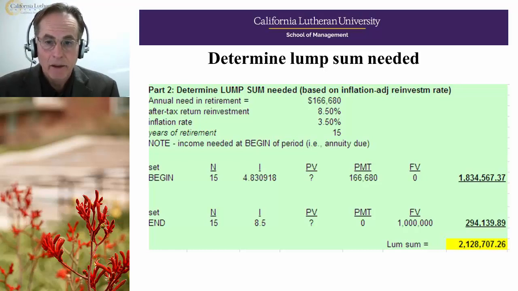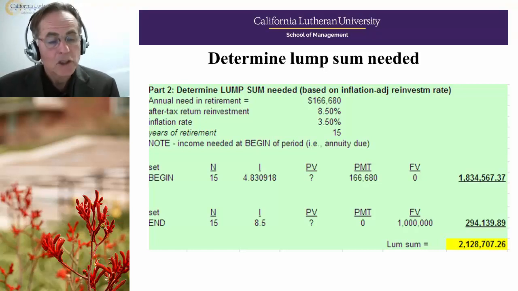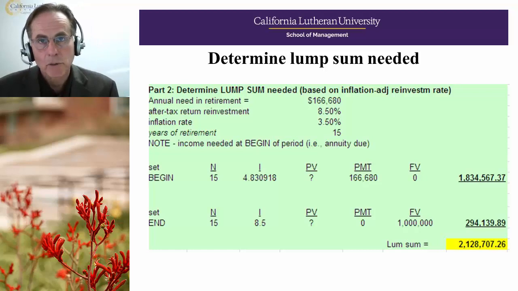That legacy amount, simply discounting that into the 8.5, right, because that's not going to change for 15 years, is $294,000. Adding those up, we're looking at a lump sum of $2,128,707. And again, if you've been in 591, you should be right on board following this, right?